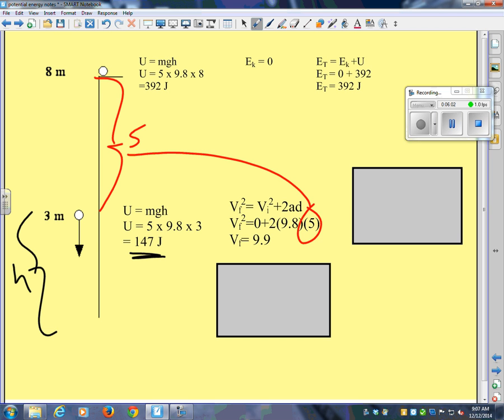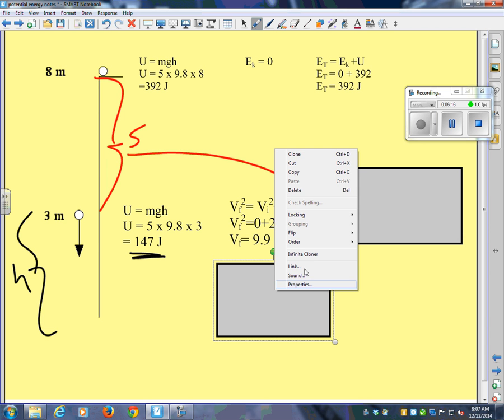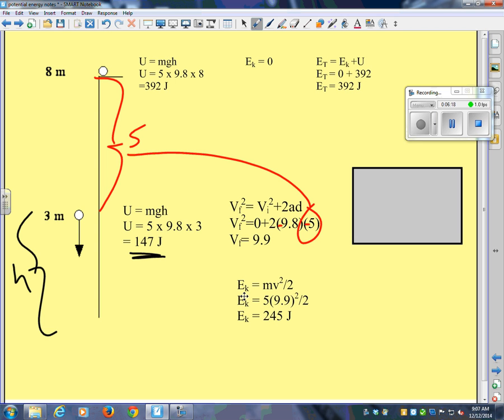I guess technically we should have a negative 9.8 there and a negative there. And technically the final velocity is negative because it's down, but it's not going to come out negative because it's a square root thing, right? So you got to be careful. Let's determine the kinetic energy. We found out yesterday that it's equal to mv squared over 2. Mass of 5, 9.9 is our velocity, squared, divided by 2, 245 joules. Some number that really doesn't mean anything.